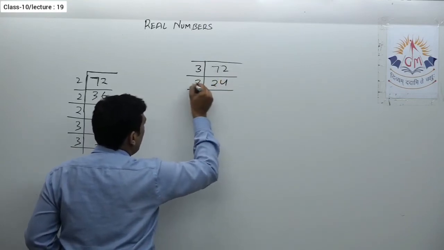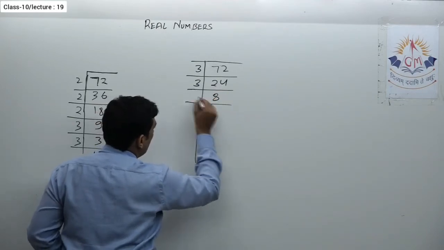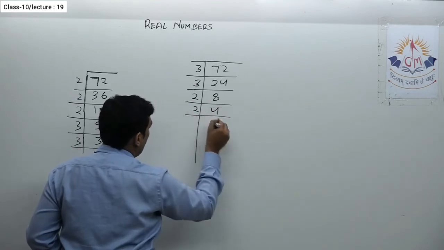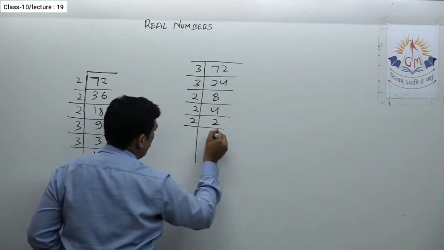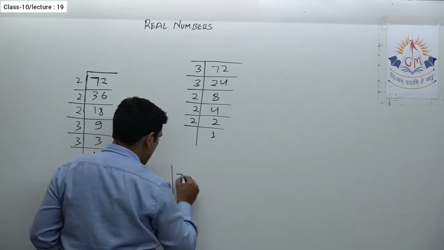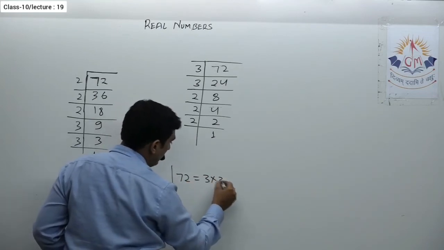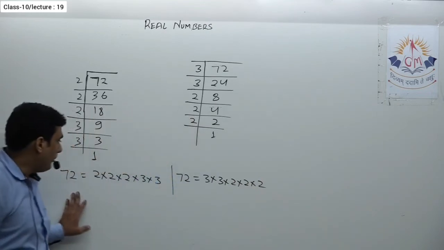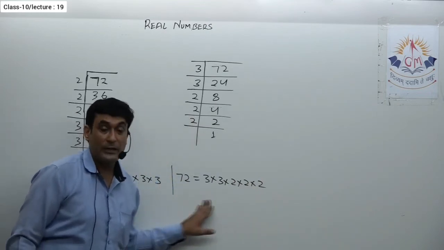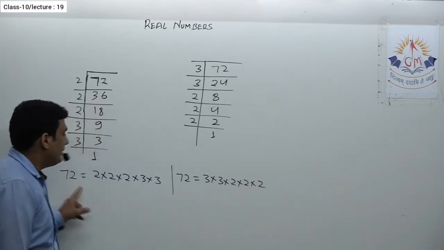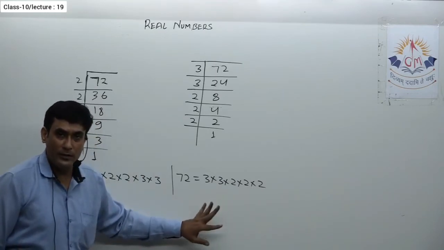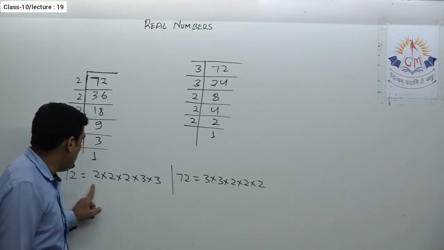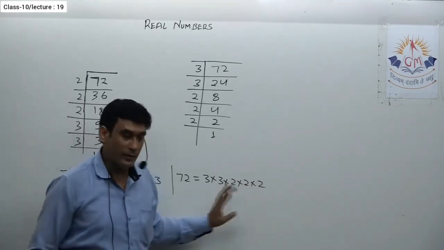Okay, now again if I divide it by 3, then here I will get 4, then again if I divide I will get 2, then again if I divide I will get 1. So here I can say 72 is equal to 3 multiplied by 3 multiplied by 2 multiplied by 2 multiplied by 2. Now if you observe these prime factors, they are the same, just the order is changed, isn't it? Here we have 2 times 3 and 3 times 2. Here again we have the same thing.